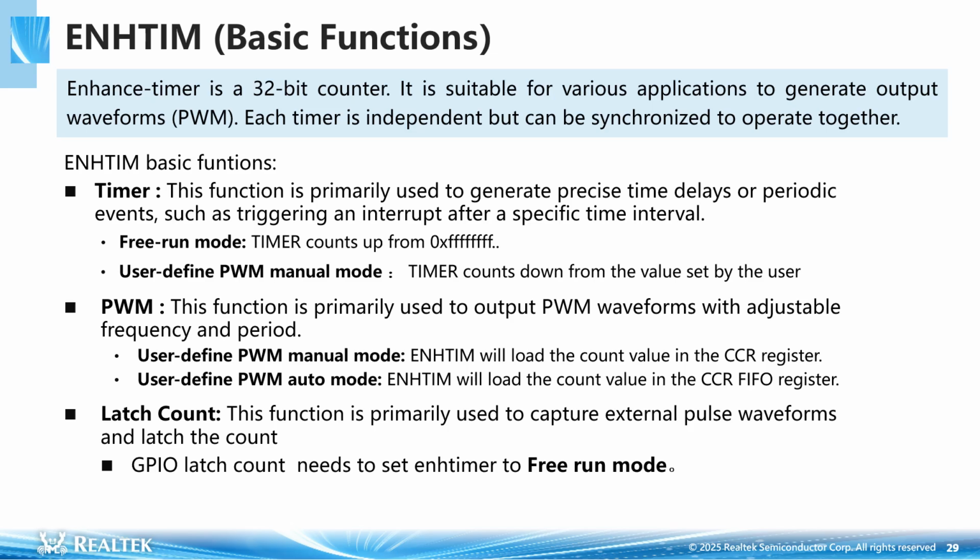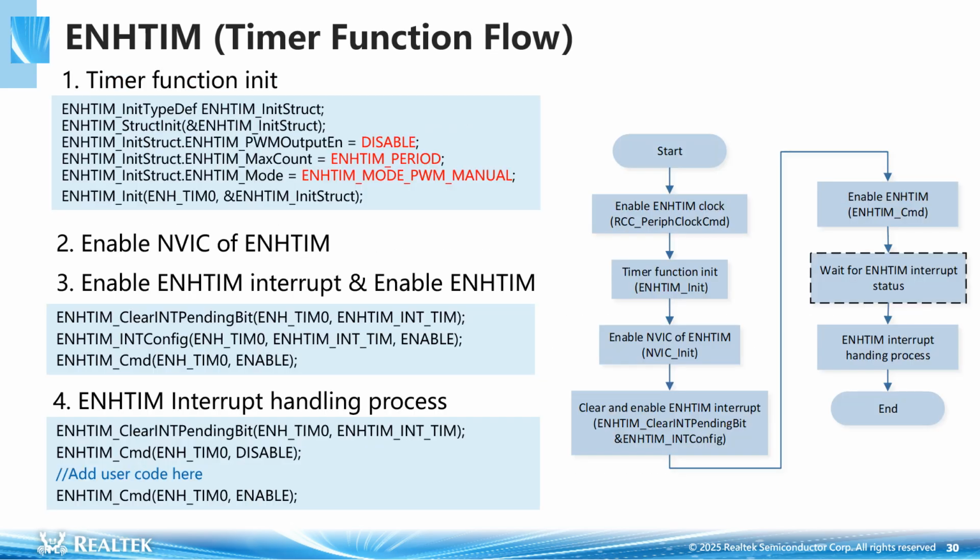In this configuration, the enhanced timer is set to free-run mode. The configuration process of enhanced timer is as follows. Step 1. Enable the timer clock signal. Step 2. Initialize the timer structure, including setting the timing count value in the max count parameter. Step 3. Enable the timer interrupt. Step 4. Enable the timer. Step 5. Wait for interrupt trigger.